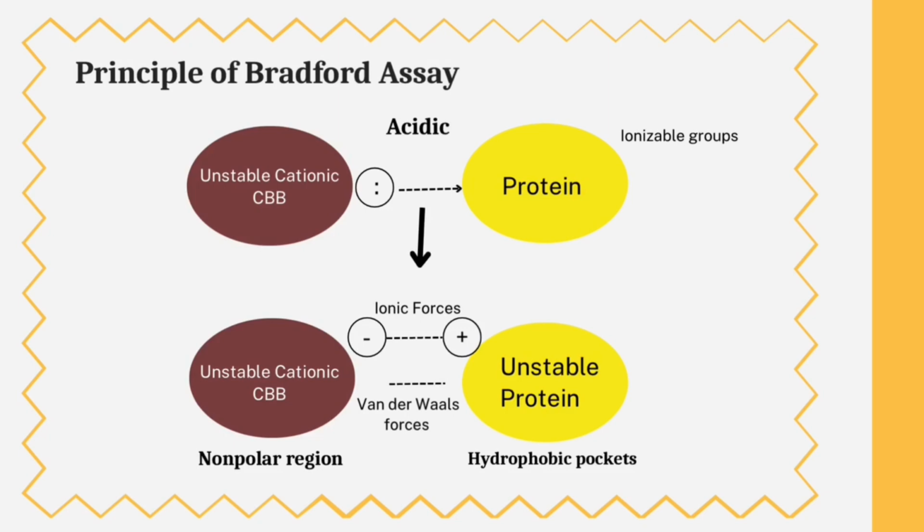Now this binding between the protein and the Coomassie brilliant blue makes them stable. And when the Coomassie brilliant blue is stable, it's not reddish anymore, but it turns bluish. And this is the main principle of the Bradford assay. This blue color depends on the amount of proteins inside the solution. So when we have a little bit of proteins, the bluish color will be light. And when we have more proteins in the solution, the blue color will be darker. So the darker the blue color is, the more protein we have in the solution.